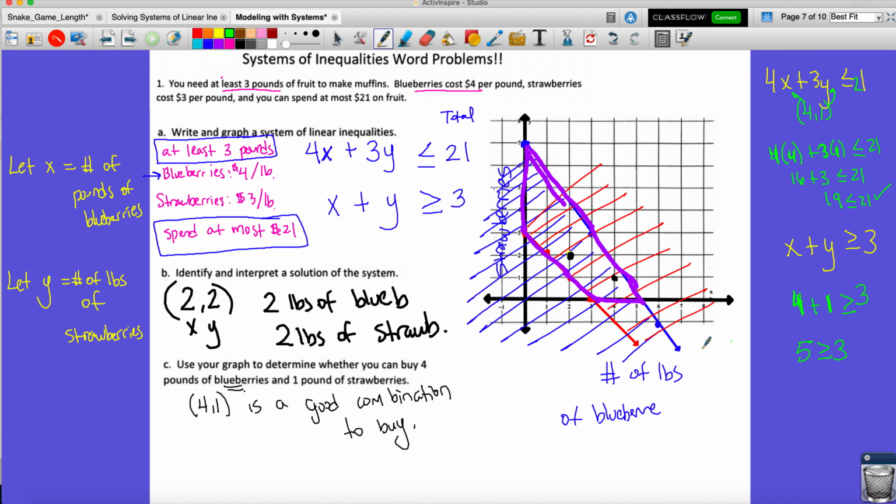So it shows that it is possible for him to go to the groceries and buy multiple pounds of fruit. So he can buy 4 pounds of blueberries, 1 pound of strawberry, be more than 3 pounds altogether, and still spend less than 21. And this is the area of combinations that can happen. It can be 2, 2. He can buy 4 of this, 1 of that. He can buy 2 of this, 2 of that, 3 of that, 2 of that. It depends, as long as it's inside here. And that is the main purpose of these types of problems.